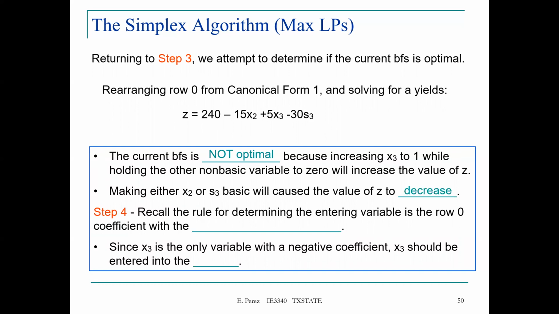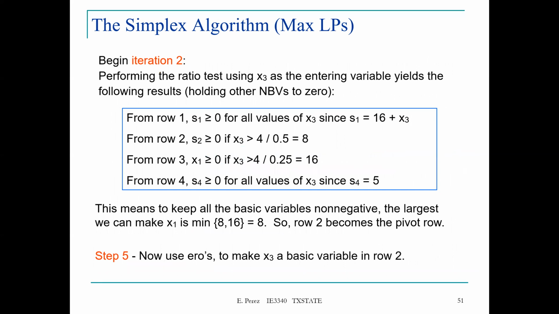Step 4, recall the rule for determining the entering variable: the row 0 coefficient with the greatest negative value. Since x3 is the only variable with a negative coefficient, x3 should be entering into the basis. Performing the ratio test using x3 as the entering variable yields the following result. So this is the minimum ratio test from row 1.